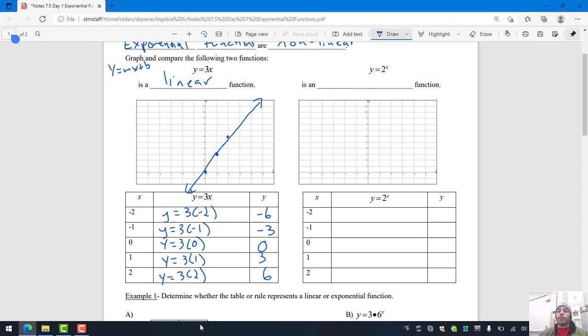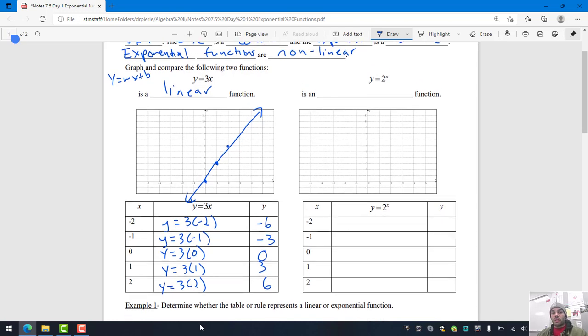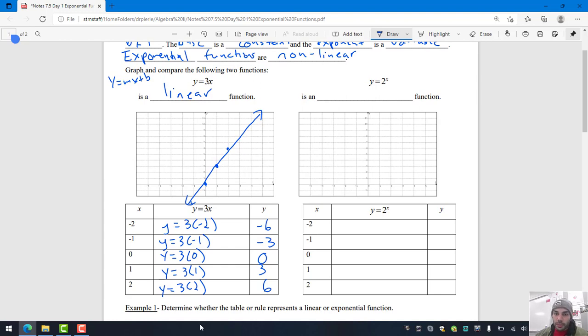This is something we've done before. We've plotted things in the format y equals mx plus b. Now, let's talk about this new type of equation. This is called an exponential function. Exponential functions follow the format of y equals a times b raised to the x power.